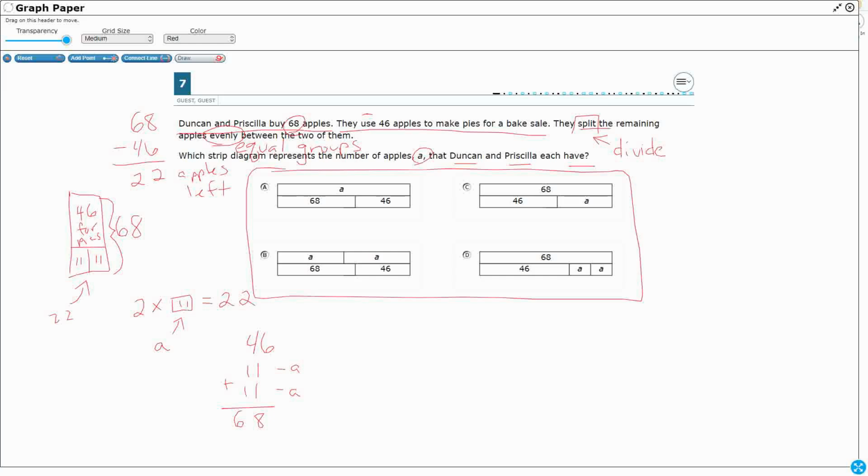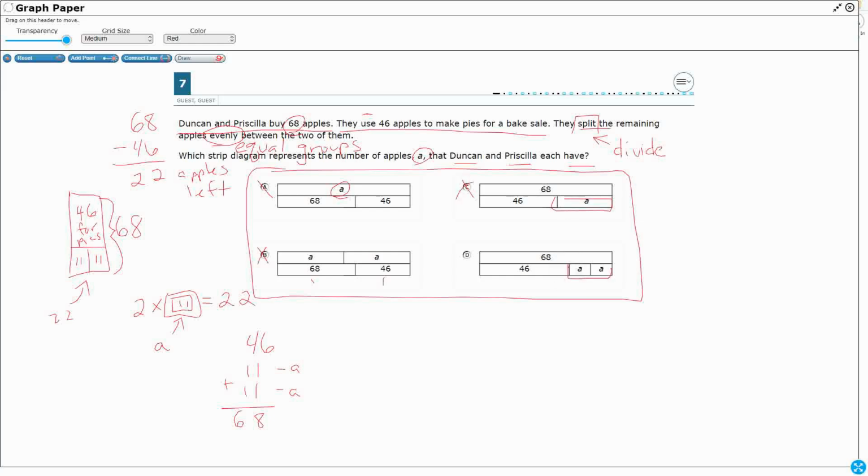Let's look at our strip diagrams. Well, A is not going to work because they've got A as the total, right? And A needs to be 11, which this would be much larger than 11. B, I'm not sure what B is doing there, but it would be half of the sum of 68 and 46, and that's not going to work either. Now, at least A on C is a subpart, but it's just one big chunk.